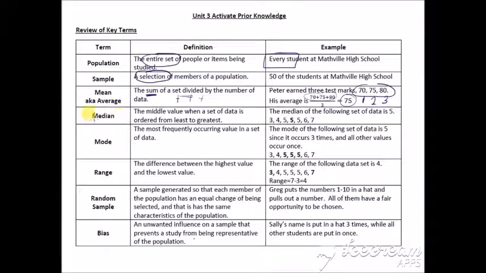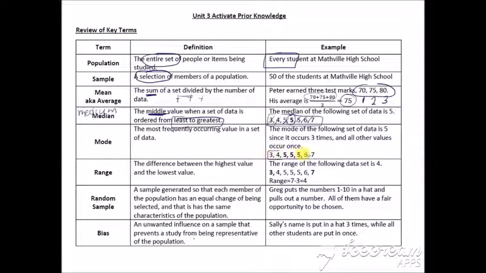Median. When you rank all your numbers from least to greatest, the median is the middle value. Okay, so when I think of median, I think of the word medium, like right in the middle. So not too big, not too small, not too hot, not too cold. So medium, right in the middle. Okay, so if you have these numbers here, it's 1, 2, 3, 1, 2, 3. 5 is the middle number, 5 is the median.